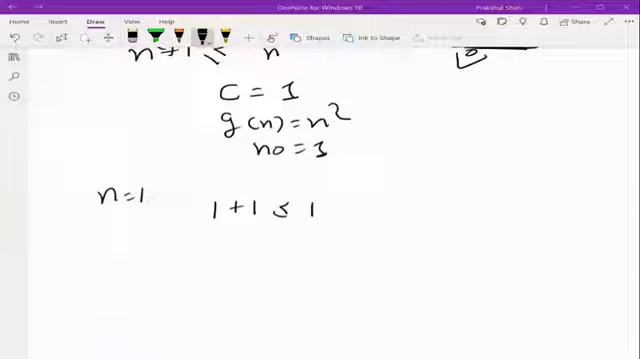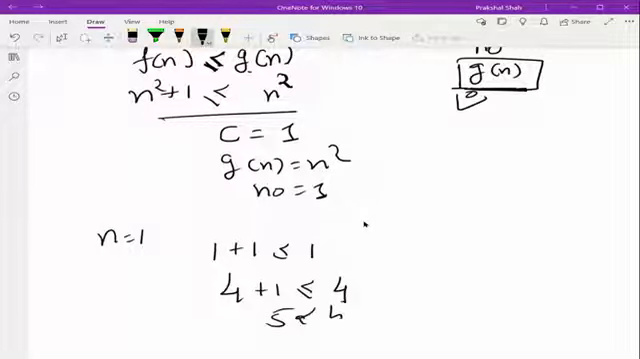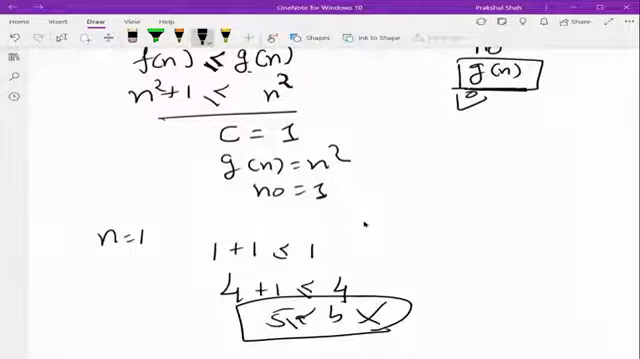So this is wrong because it should hold true for every value. If I just put 2 here in this particular case, it will be 4 plus 1 is equals to 5, and 2 into 2 is 4. 5 is less than or equals to 4. It is wrong, na? Yes or no? Now you're getting it. Yes. Okay, everyone is getting it now.